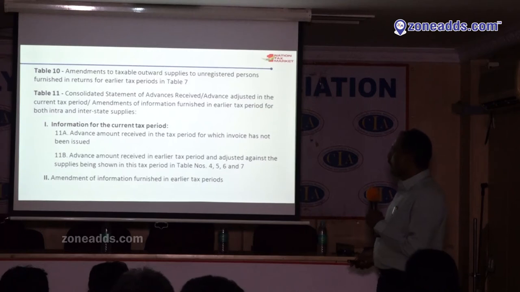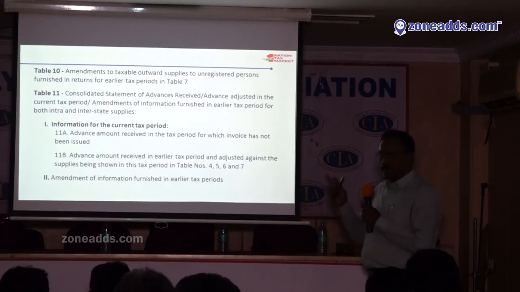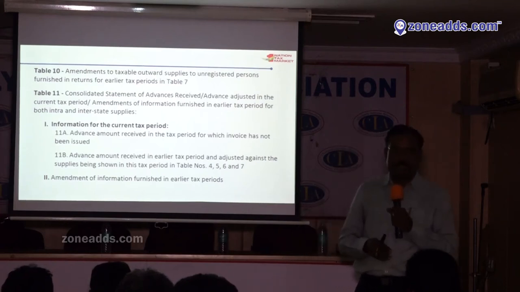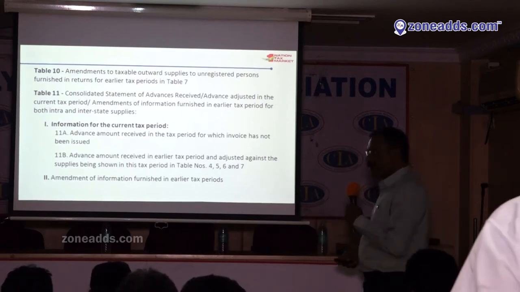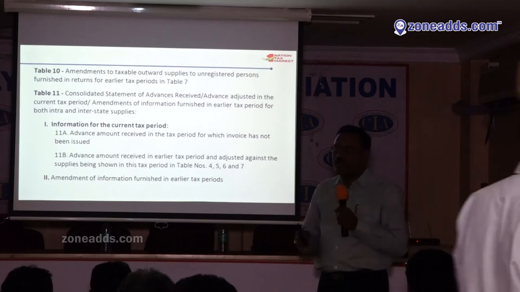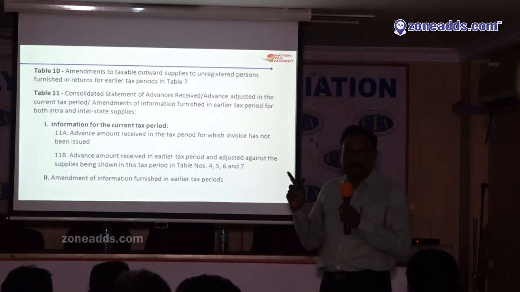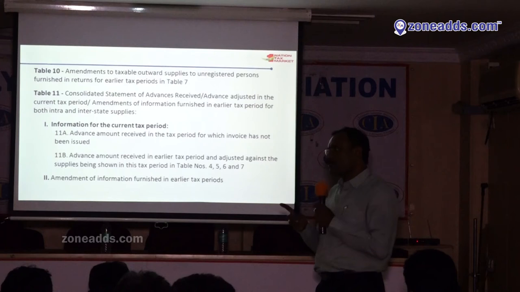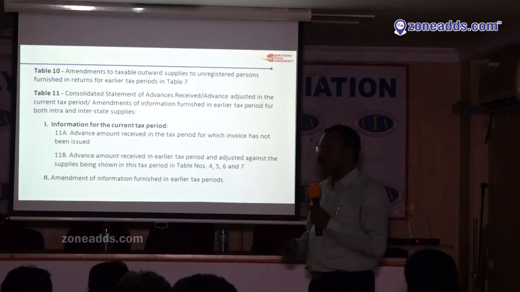And table 10 is the amendments to taxable outward supplies to unregistered persons of table 7. Table 7 means less than 2.5 lakhs. And also interstate supplies. Even if the interstate supply value is more than 2.5 lakhs, that comes in table 7 only. In case of interstate supplies where invoice value is more than 2.5 lakhs, that comes in table 5. Okay?